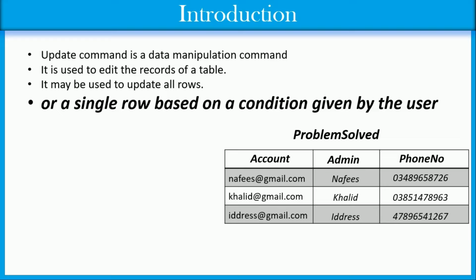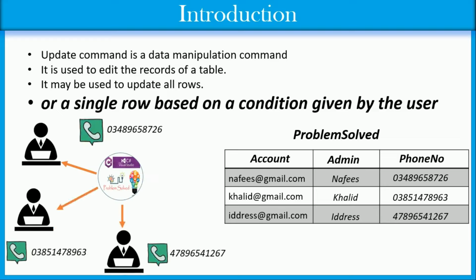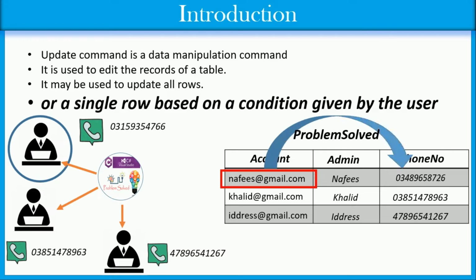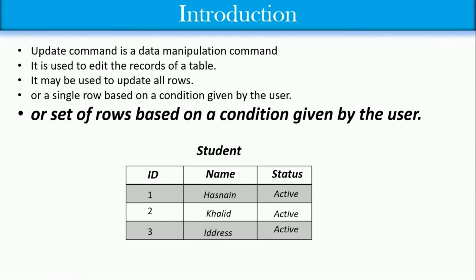For example, Problem Solve is a company. There are 3 admins in this company. One of the admins changed his phone number, so he wants to update the phone number in the Problem Solve company. So through his account, his phone number will be updated. The command which is used to update his record is the update command. Or a set of rows based on a condition given by the user.